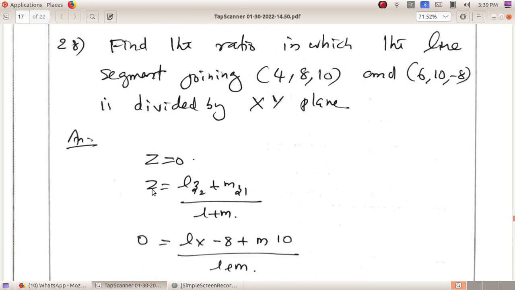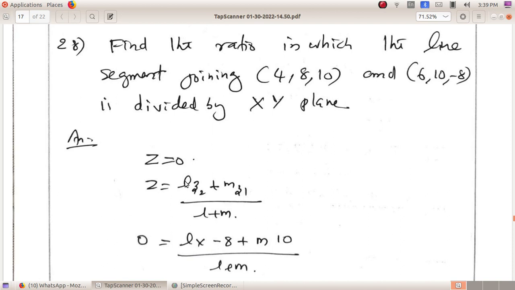Then you take the formula z equals (l z2 plus m z1) divided by (l plus m). Learn this formula by heart. If y equals 0, then (l y2 plus m y1) divided by (l plus m). If x equals 0, then (l x2 plus m x1) divided by (l plus m). That's all. Then here z equals 0.